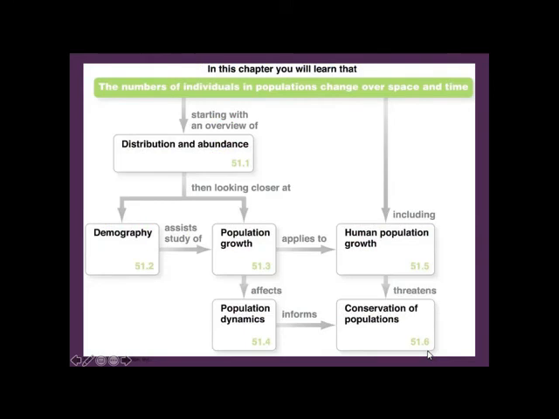So hopefully you learned in this chapter that the number of individuals and populations change over space and time. We talked about distribution and abundance and then looked at demography and how that affects population growth. And we talked about how population growth can be applied to looking at human populations and population dynamics, which informs how you would conserve populations of animals.